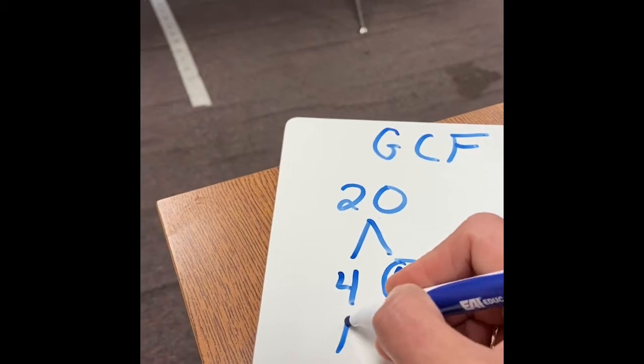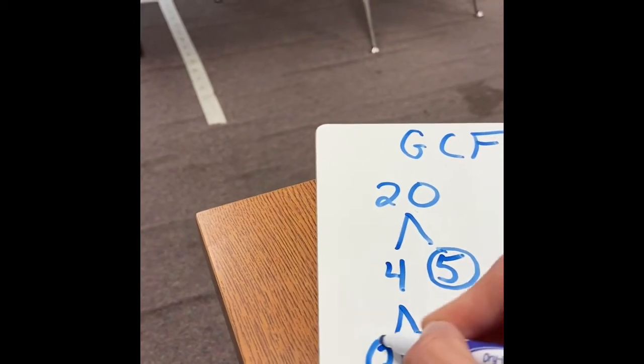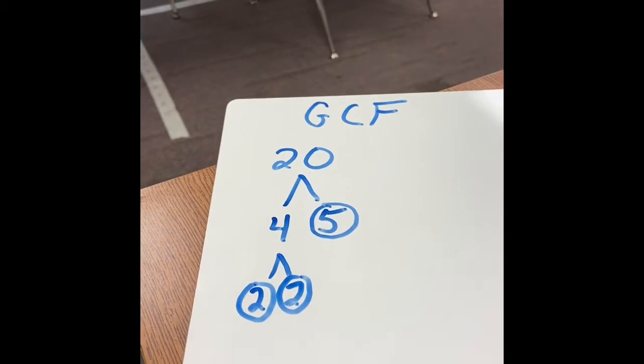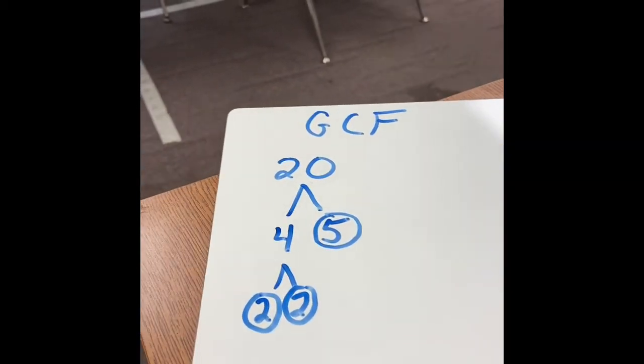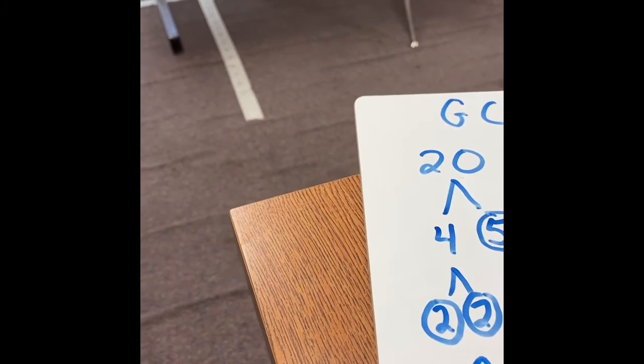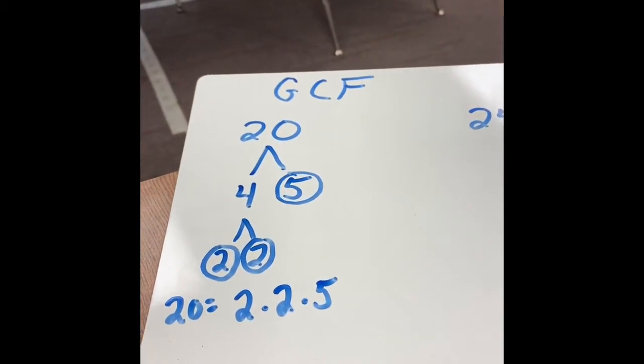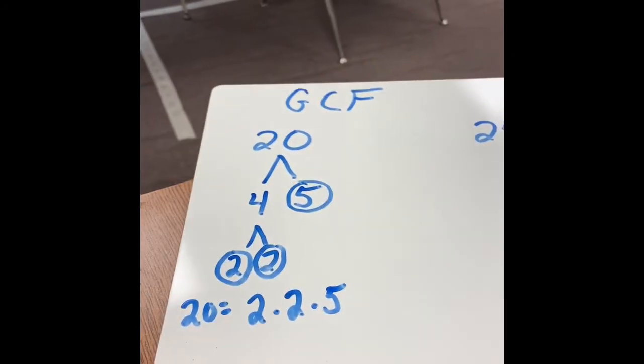Now let's look at 4. What multiplies to give us 4? 2 times 2. They are both prime. Remember what I said about 2? It's the only even number that is prime. So the prime factorization for 20 would be 2 times 2 times 5. Now normally we would say 2 to the 2nd power times 5. But to make it easier, we're going to leave it like this.